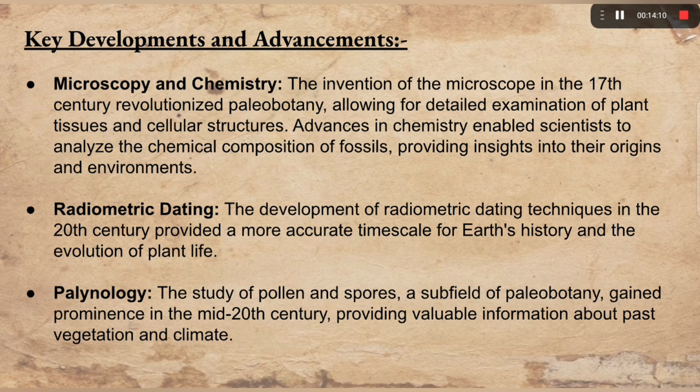Advancements in chemistry enabled scientists to analyze the chemical composition of fossil plants. So what is chemical composition? It is the arrangement, ratio and type of atoms in chemical substances. It shows which kinds of atoms, which kinds of substances are found in the fossils, or which fossil shows which kind of chemical composition.